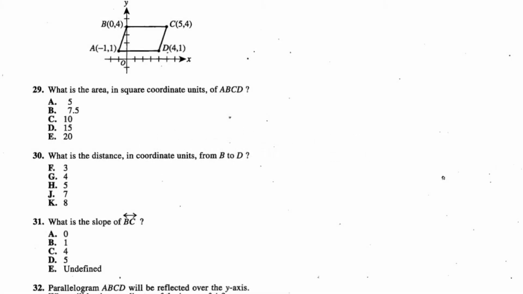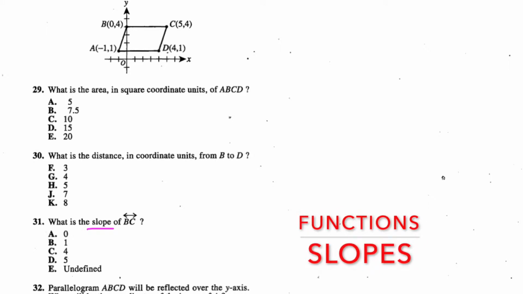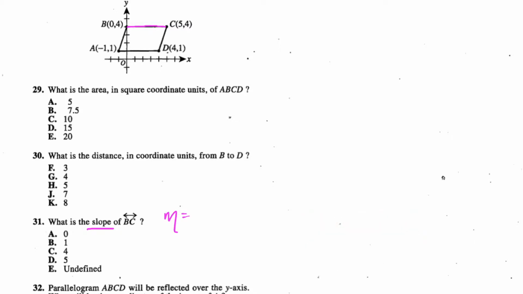Number 31. Now this question is about functions and slopes in particular. What is the slope of BC? BC is here. It is horizontal. If you know that the slope of a horizontal line is 0, then this is a very easy question.